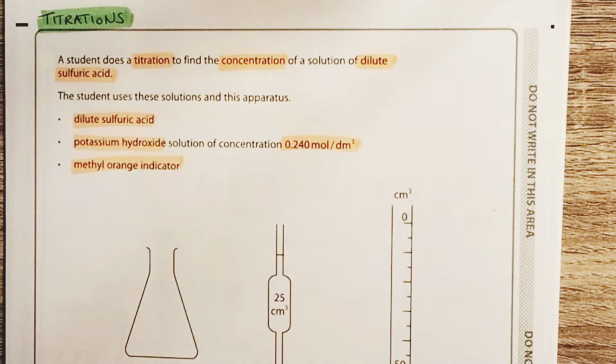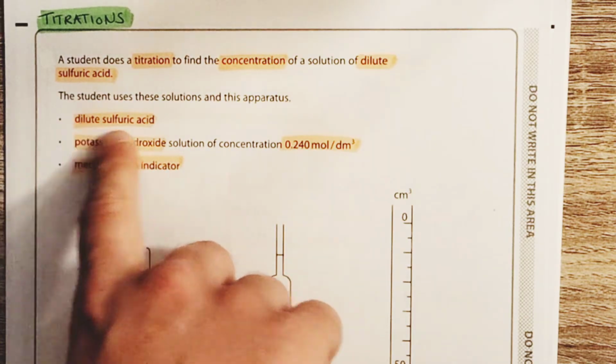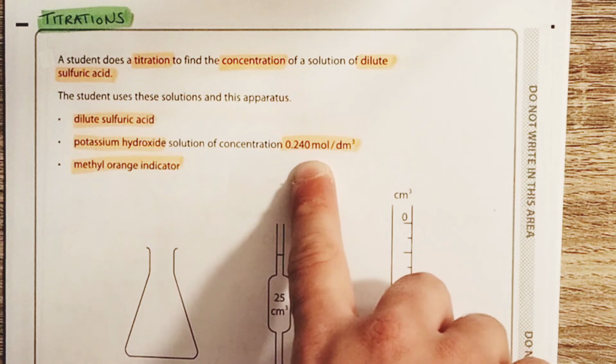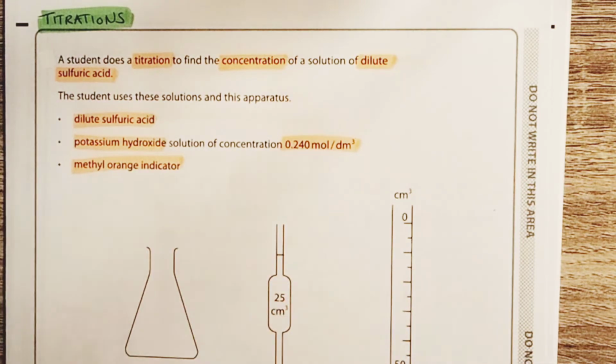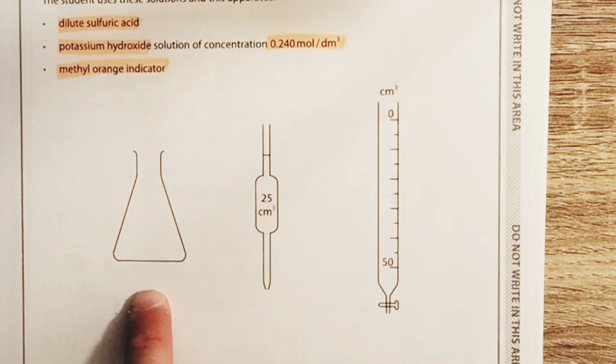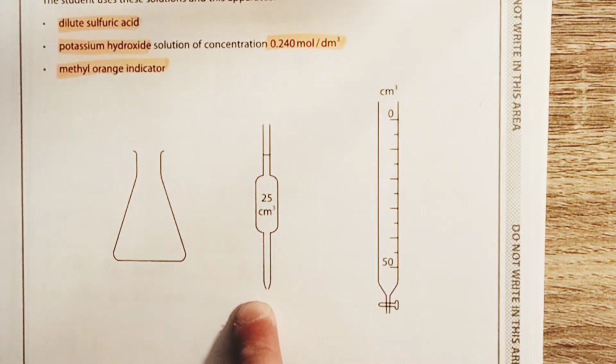Next, we come to the dreaded titration and titration calculations, but don't worry, guys, we're going to get through this. A student does a titration to find the concentration of a solution of dilute sulfuric acid. The student uses the solutions and the following apparatus: dilute sulfuric acid, potassium hydroxide, which is an alkali with a concentration of 0.240 moles per litre, methyl orange indicator, and finally these 3 pieces of apparatus: a conical flask, a 25 centimeter cubed pipette, and a 50 centimeter cubed burette.